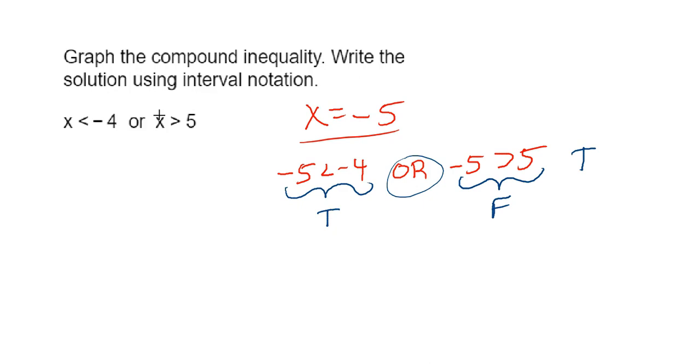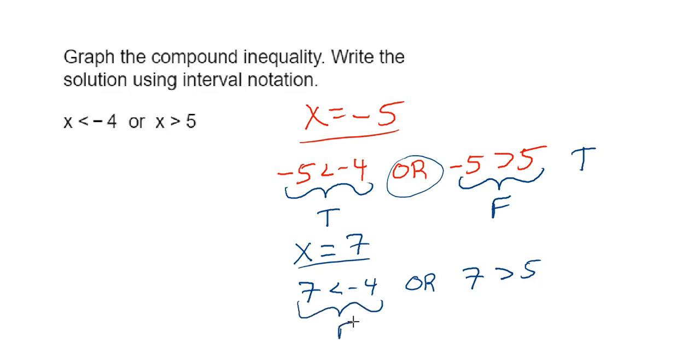As long as you're getting one of the criteria right, it's a solution to the compound inequality when it's an OR. Another example of a solution would be x is equal to 7. If we plug in 7 here, we'll have 7 is less than -4, or 7 is greater than 5. Is 7 less than -4? No, that is false. But is 7 greater than 5? Yes, that's true. And for an OR, as long as one of these comes out true, the statement as a whole registers as true.